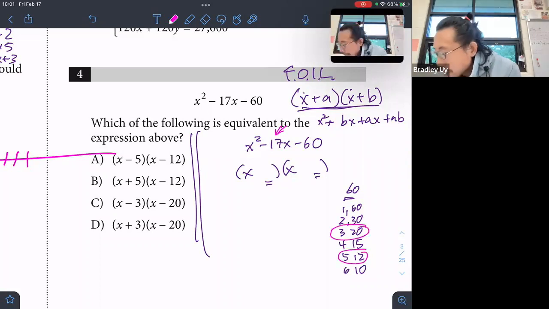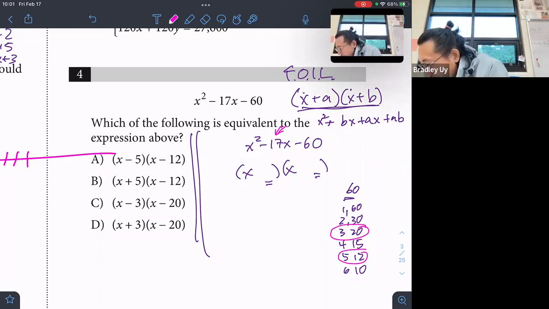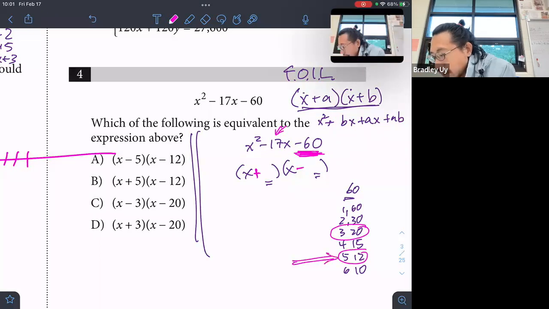Notice both those numbers, 5 and 12 and 3 and 20, appear in the answer choices. So the way you narrow this down is this. One way is you have to understand this constant is a negative. You can only get a negative product from multiplying a positive times a negative. That rules out using this number pair, because then we'd be adding or subtracting 5 and 12. So that eliminates A and B.